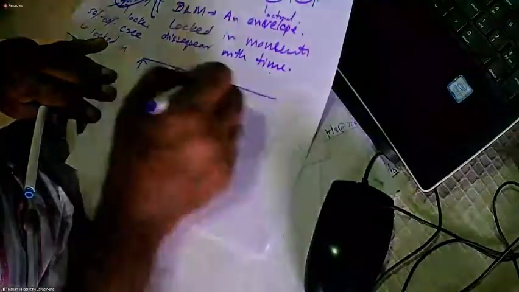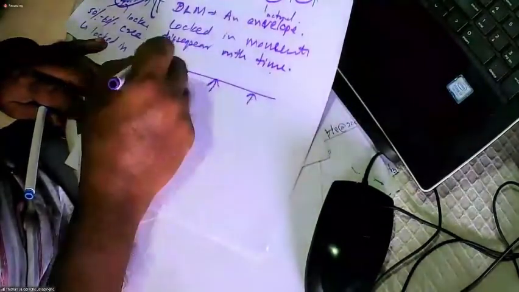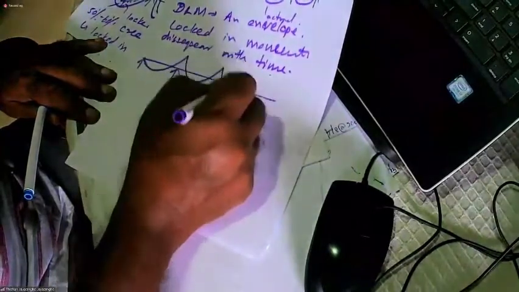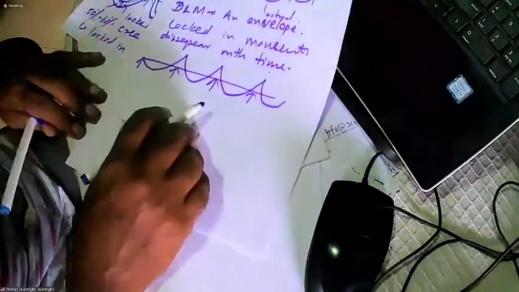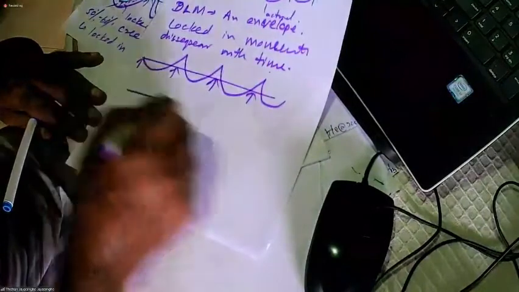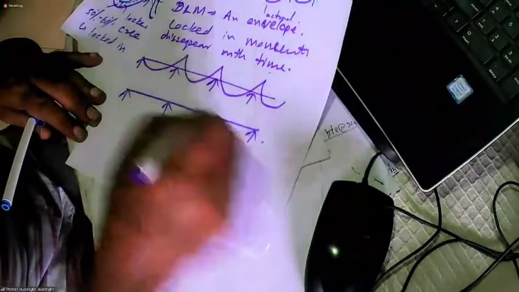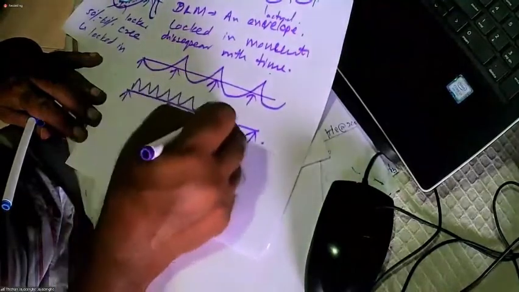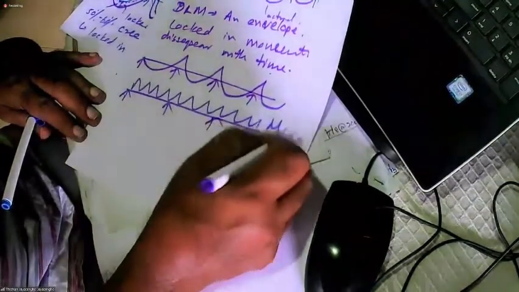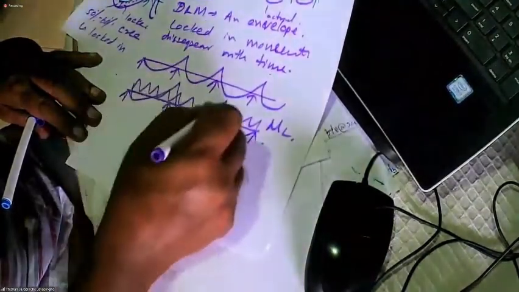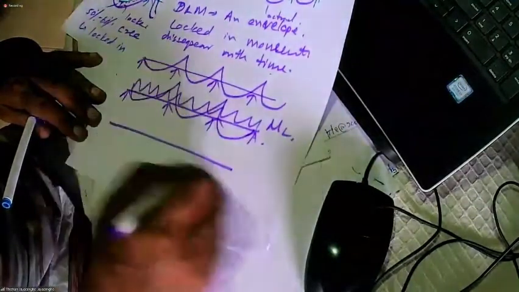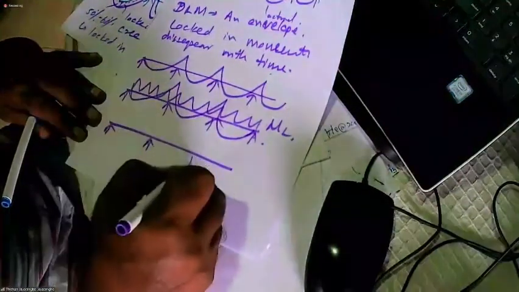But for continuous, I will consider it as a moment diagram. To understand it easily, let's say the bending moment diagram is like that. There's a live load diagram. Let's take 3 spans. You can have the whole bridge loaded, ML. Then you can have 2 spans loaded.